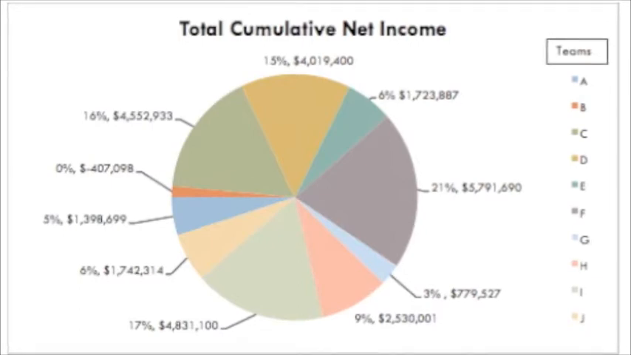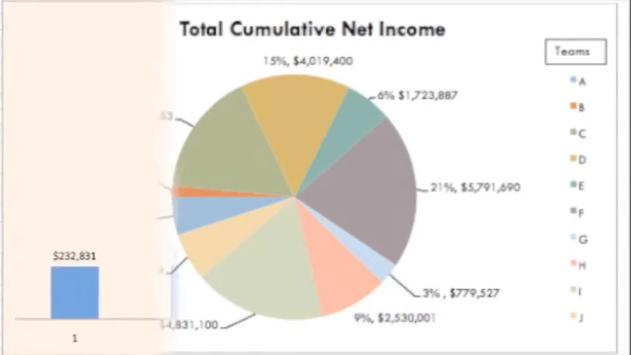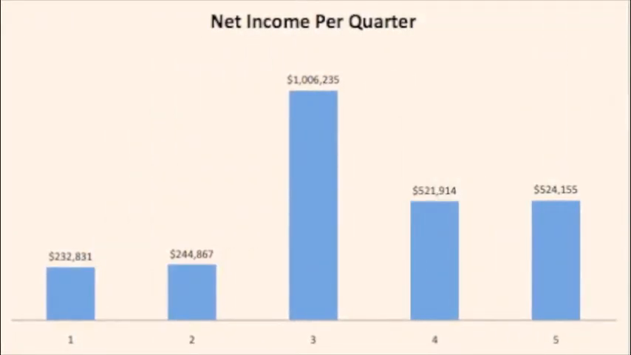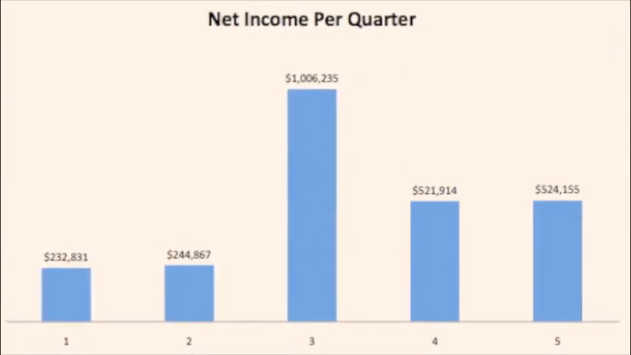Our net income was accumulated over 5 quarters. If you look at the next graph, it shows the net income for each quarter for just our group. This graph shows the net income per quarter for our group. For the first quarter, you can see that we accumulated over $200,000 in net income. This was our lowest amount of net income that we had during the 5 quarters.